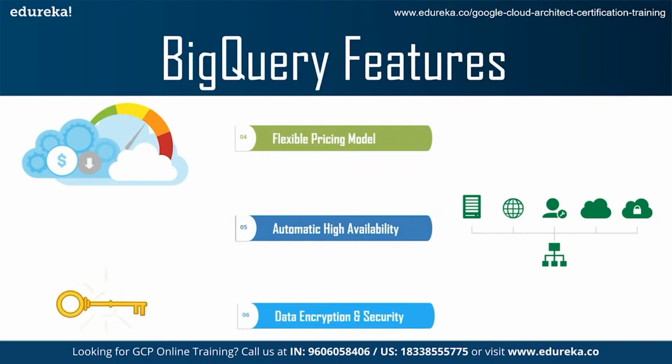Fifth is automatic high availability. The free data and compute replication in multiple locations means your data is available for query even in the case of extreme failure modes. BigQuery transparently and automatically provides durable, replicated storage and high availability with no extra charge and no additional setup. The sixth one is data encryption and security. You have full control over who has access to the data stored in BigQuery. BigQuery makes it easy to maintain strong security with fine-grained identity and access management with Cloud Identity and Access Management, and your data is always encrypted at rest and in transit.